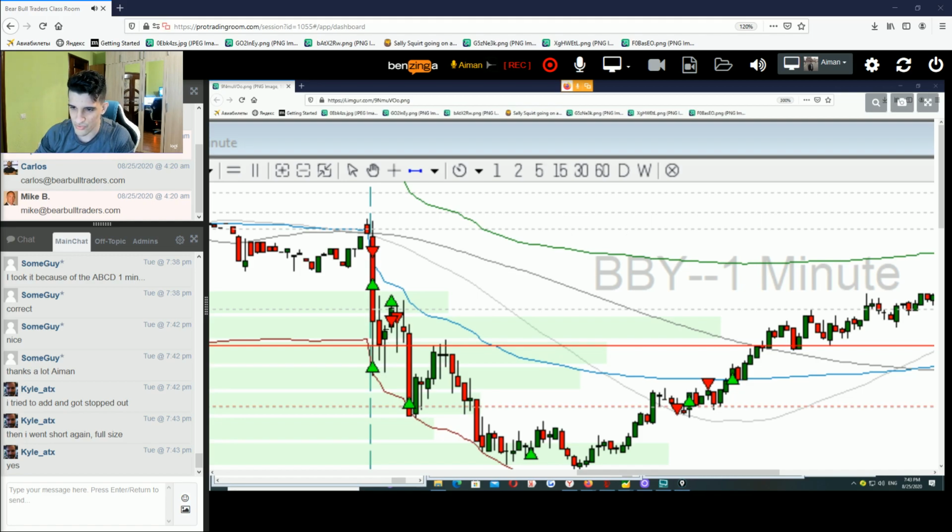So Kyle added here on the way up, and it got him stopped out. If you waited for it to make a new low here, you would have added and you would have had an obvious level to have your stop loss at, right? So basically, you wouldn't have been stopped out right there. Your average would have been still good, and you would have caught the move right there.